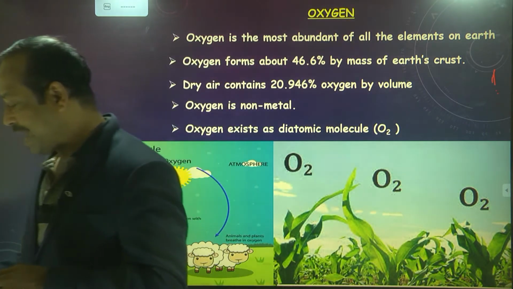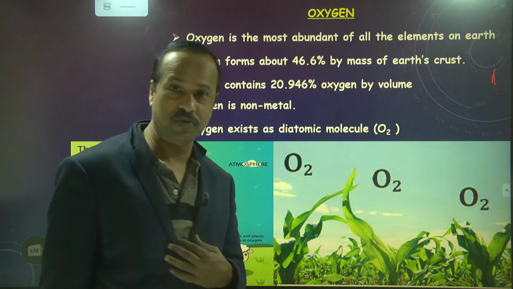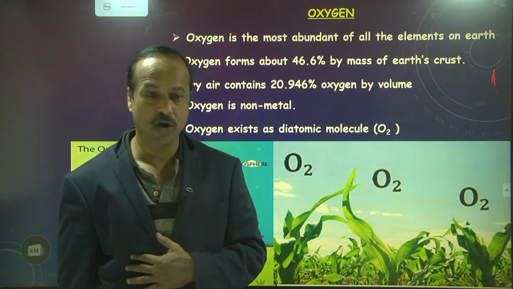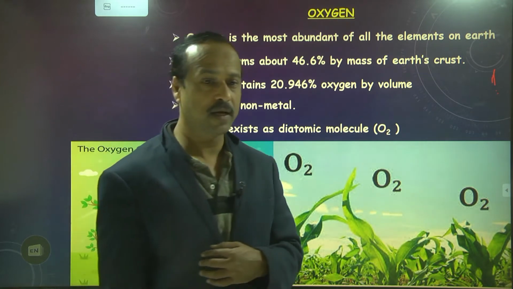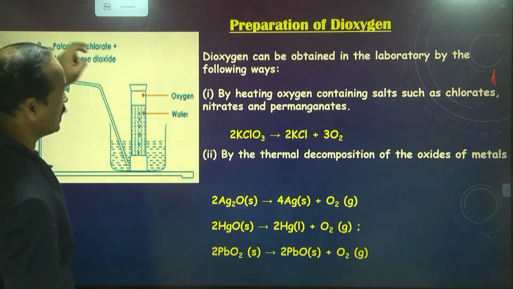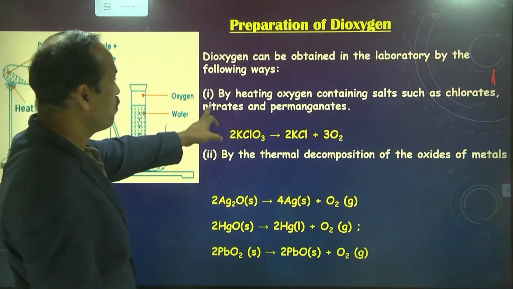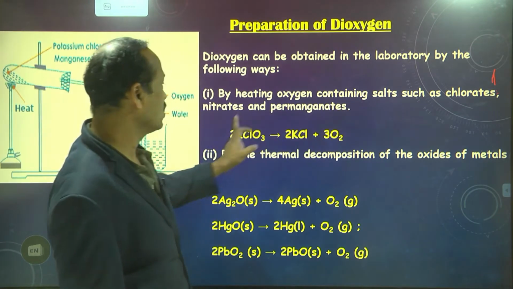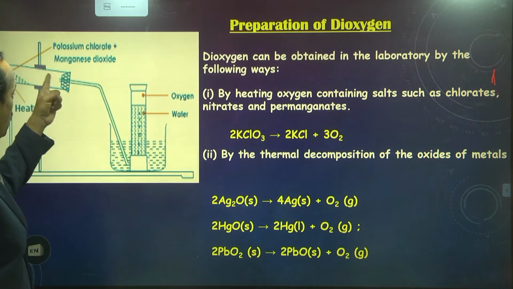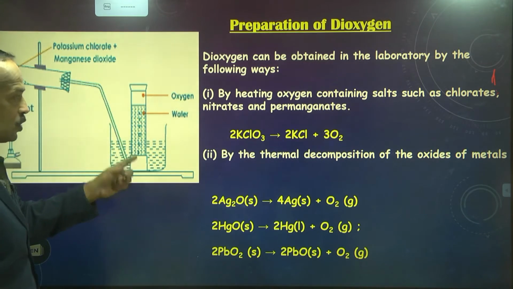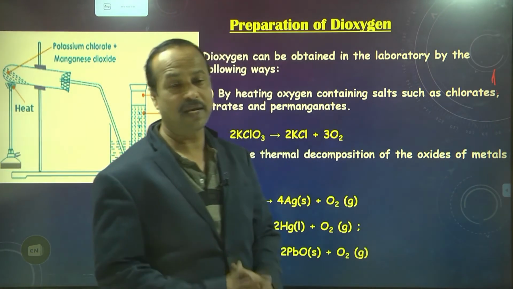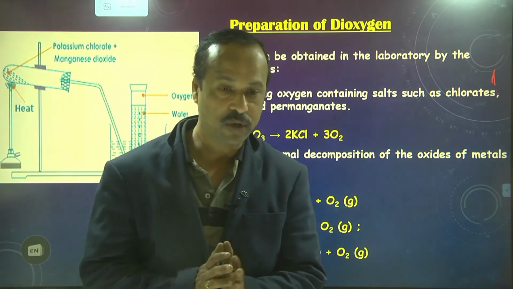But can we prepare this oxygen artificially? Yes, along with the natural oxygen we can also prepare oxygen artificially. Those methods we discussed in the last class. One is by heating oxygen-containing salts like chlorates. On heating a chlorate, say potassium chlorate, we can get oxygen. And by the thermal decomposition of metallic oxides, when heated, thermal means what?